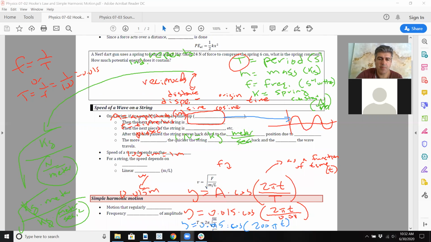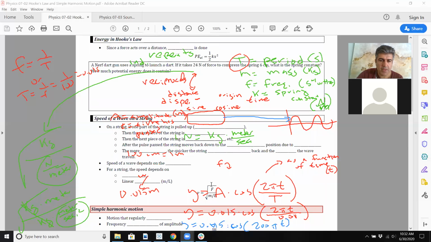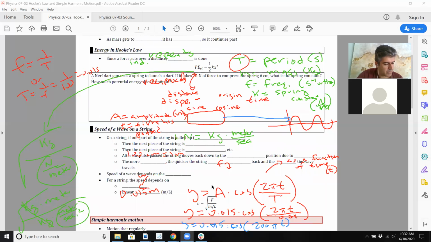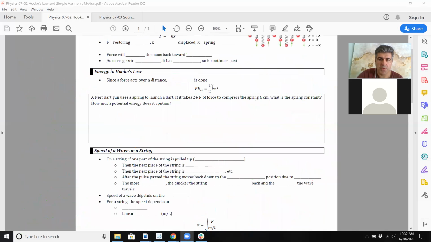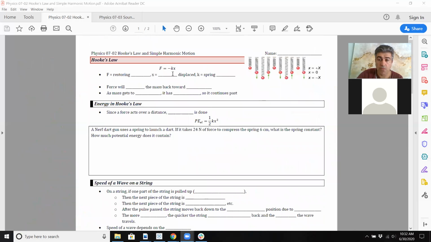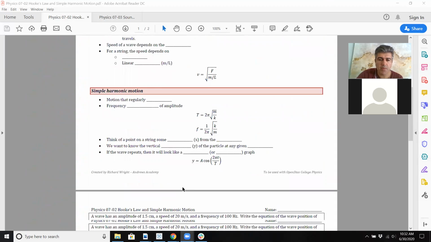There are some formulas for velocity that could be expressed a little differently, like velocity could be force over mass divided by length. Also, potential energy. Potential energy of a spring is right here, and force is also right there. So a lot of different formulas are going on.